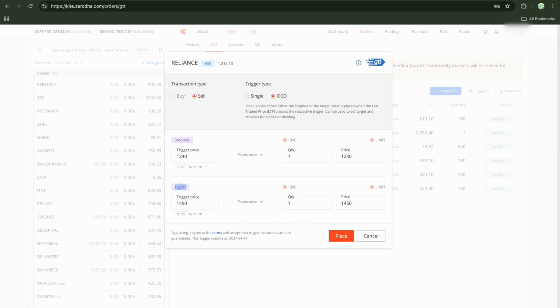If your target hits first, the stop loss order will be cancelled, because it is of no use, because you don't have the stock anymore if you have sold it at the target price. Or if you have sold it at the stop loss, the target doesn't matter, correct? So that is how you can place your GTT orders.